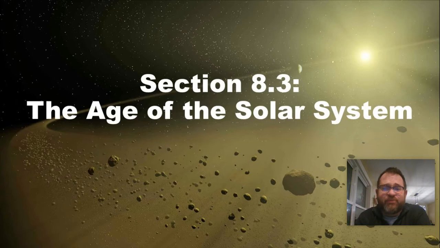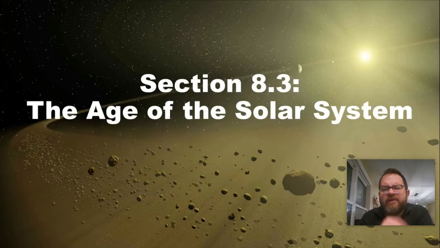We are moving on now to section 8.3 of your textbook, which is called The Age of the Solar System. This broadly fits into the goals of the class that are about understanding how the solar system formed and when it formed, before we start moving on to some interesting activities and interesting information about each of the planets.